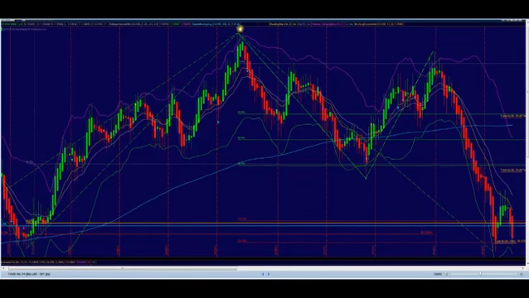We can see here, immediately off the bat, what I can identify is an AB=CD harmonic pattern with equidistant moves from AB to CD, completing at a retracement area, an 886 retracement of this XA leg of this underlying upward trend, which is the direction I was basing this trade decision off of.